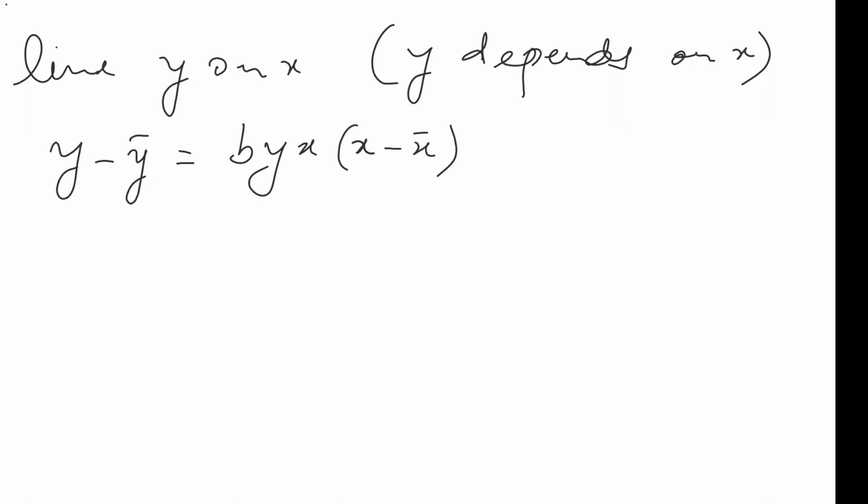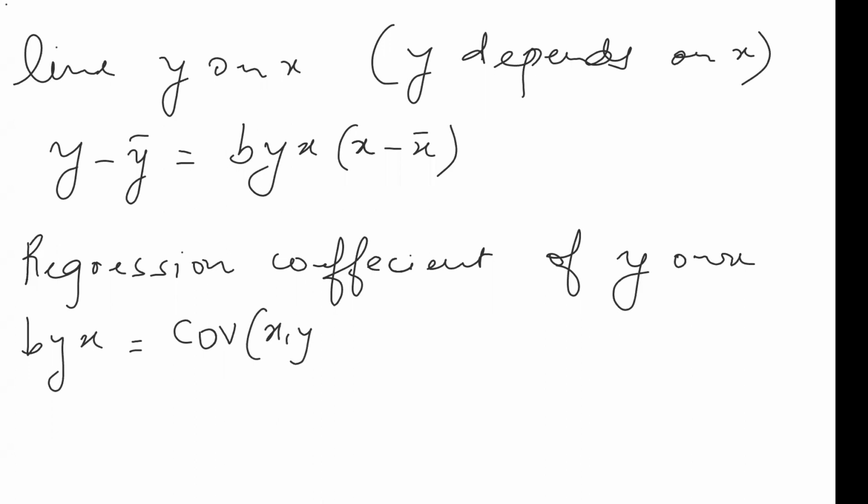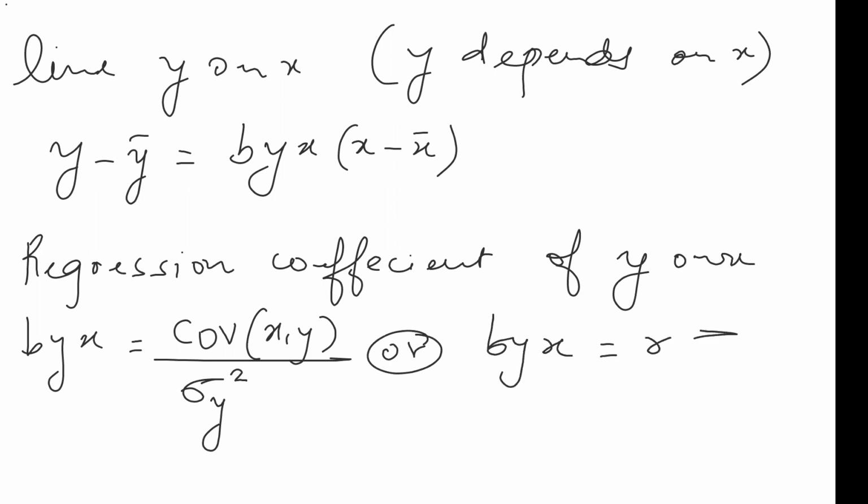Then let us understand what is byx. Byx is nothing but the regression coefficient of y on x. Regression coefficient of y on x is byx, which is equal to, we have two formulae over here: covariance between x and y upon standard deviation of x square, or byx is equal to r sigma y upon sigma x. Okay, sigma y upon sigma x. Fine.